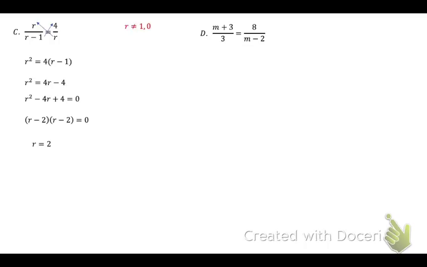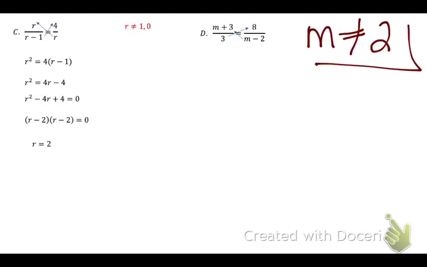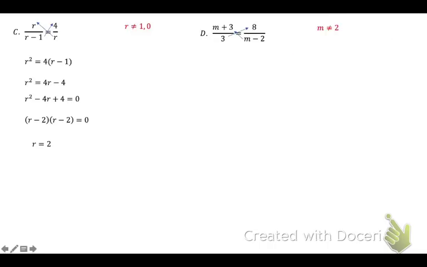Okay, let's look at this one. So we have m plus 3 over 3 equals 8 over m minus 2. I forgot my restriction. Of course I did. Don't forget your restriction, okay? I'm very notorious for forgetting my restrictions. Don't forget yours. So my restriction is m cannot equal 2. That's going to go away because I can't figure out how to get it to stay, but that's your restriction, okay? We're going to cross multiply this.